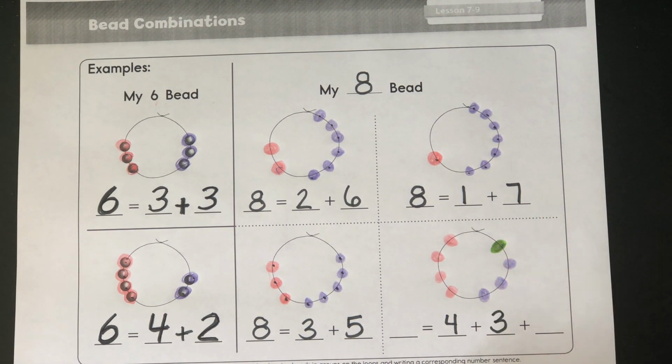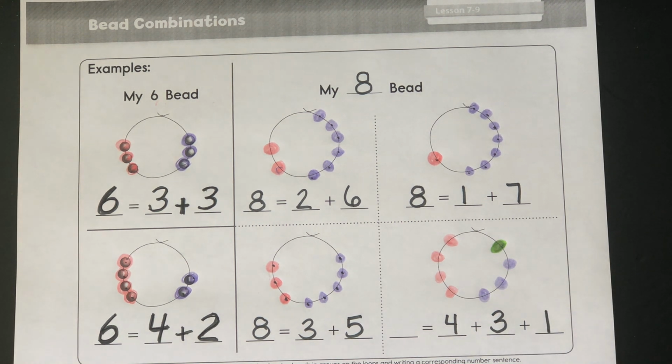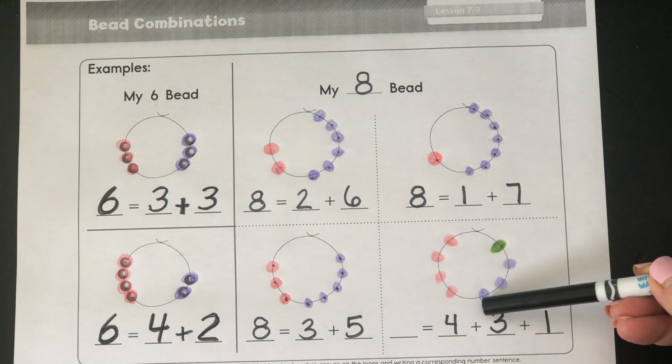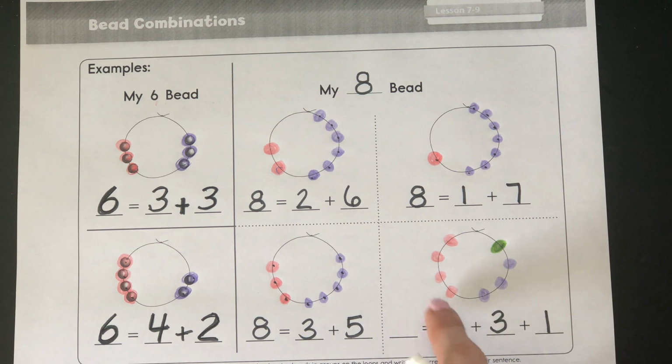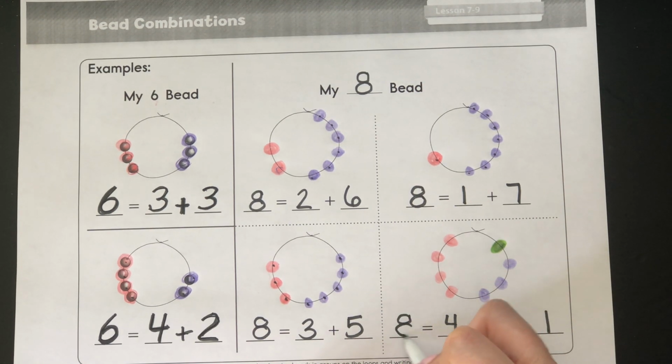And how many green did I have, love bugs? 1. So in this one, we have to use 3 different color beads, okay? Let's see if it equaled 8. 1, 2, 3, 4, 5, 6, 7, 8. Excellent. We did it, love bugs.